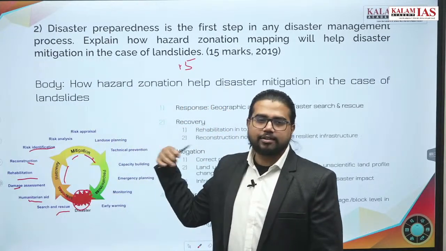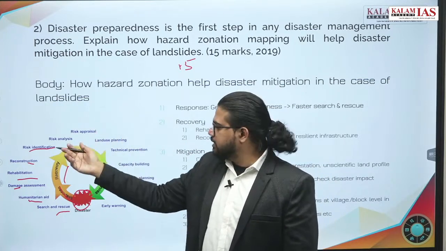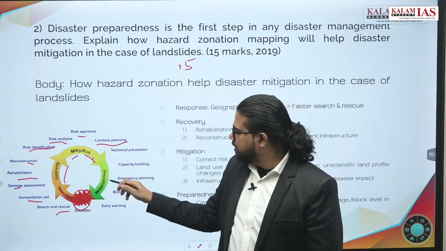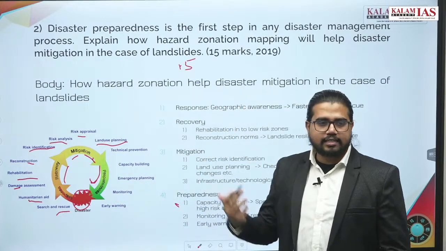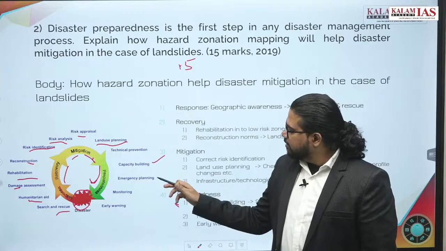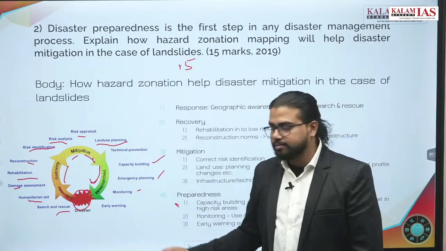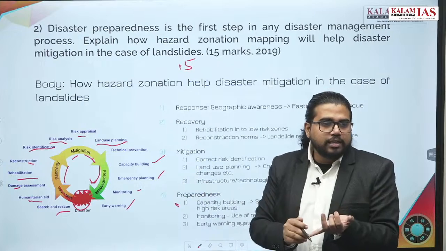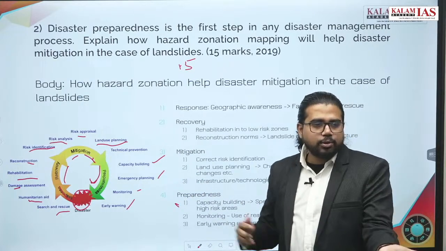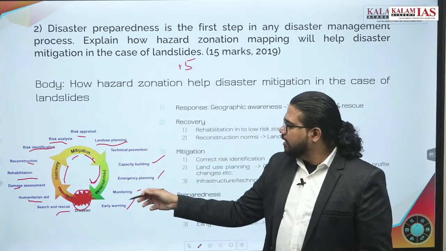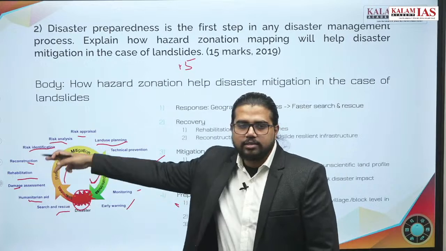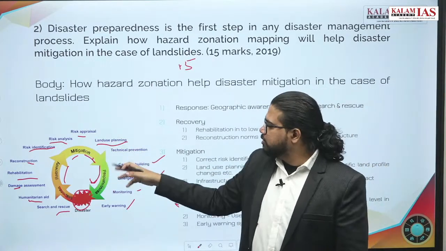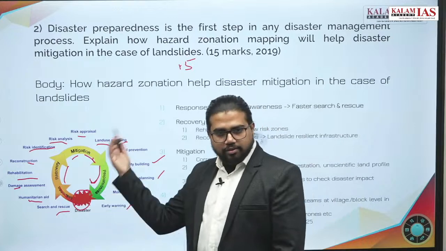How does it do that? The kind of zonation we do, the kind of studies we do, infrastructure development, risk analysis, risk appraisal, land use planning we may change. Then preparedness: capacity building, training, NDRF, the different forces, emergency planning, surveillance system, early warning system, all this we will do. This is a slightly better approach compared to during disaster or after disaster. If you think along these lines, it becomes very easy to generate points. 2-3 points from each part is more than 10 points. That will suffice for the demand of the question.